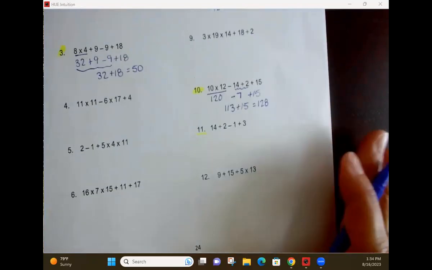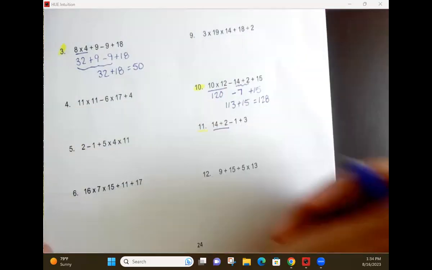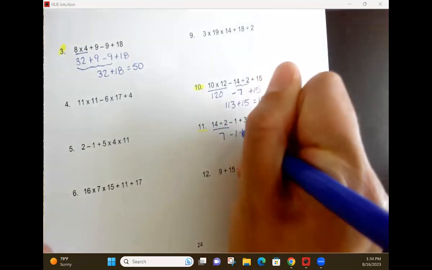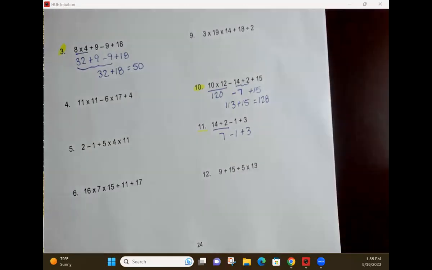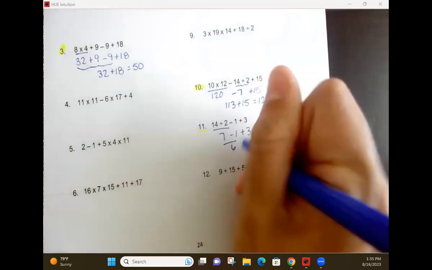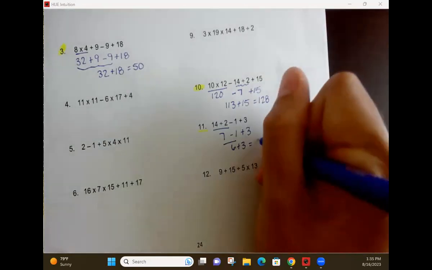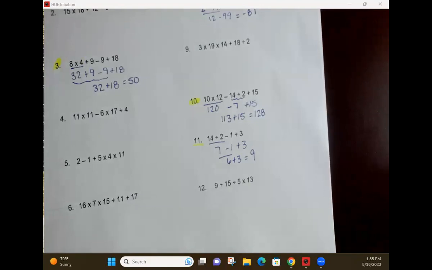How about number 11? Where should I start on number 11? The division. 14 divided by 2 gives me 7. And then I've got minus 1 plus 3. Subtraction first. Again, addition and subtraction. Same importance, so we just go in order. 7 minus 1 is 6. And then when I add that 3, we get 9. Very good.